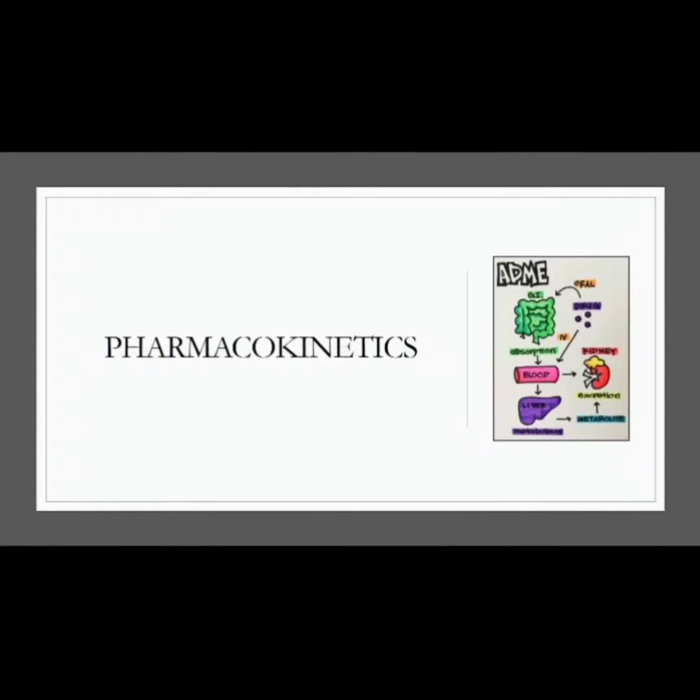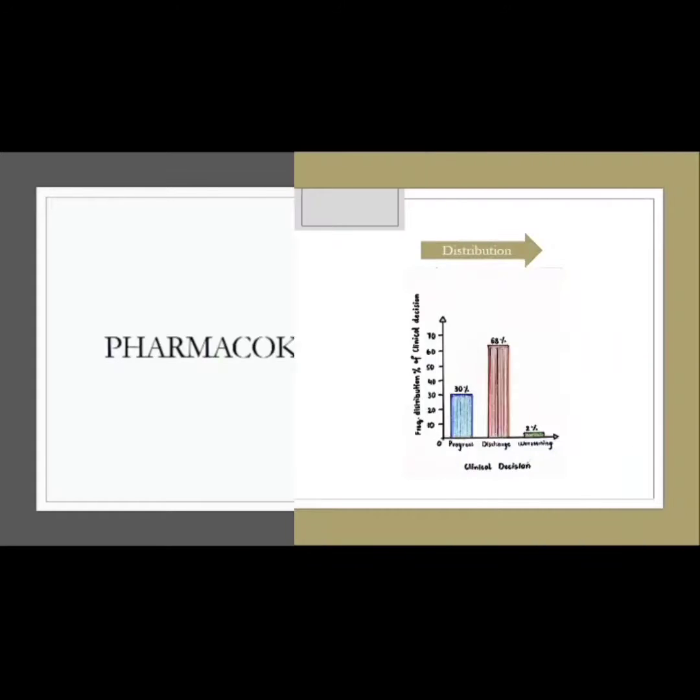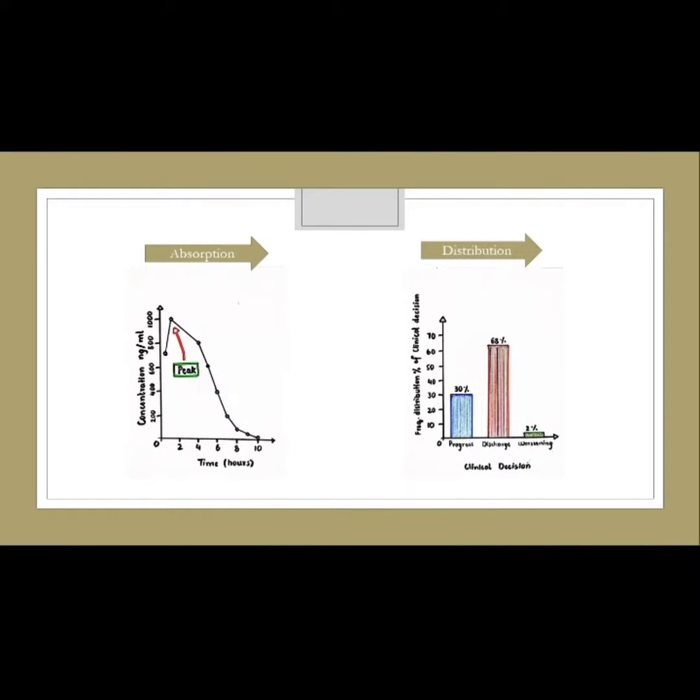Moving on towards the pharmacokinetics. Now, what is pharmacokinetics? Pharmacokinetics can be described with the help of four letters, which is ADME: absorption, distribution, metabolism, and elimination. Firstly, absorption. Captopril is rapidly absorbed in the GIT after oral administration, and if there is food in the GIT, then of course the absorption will be reduced.